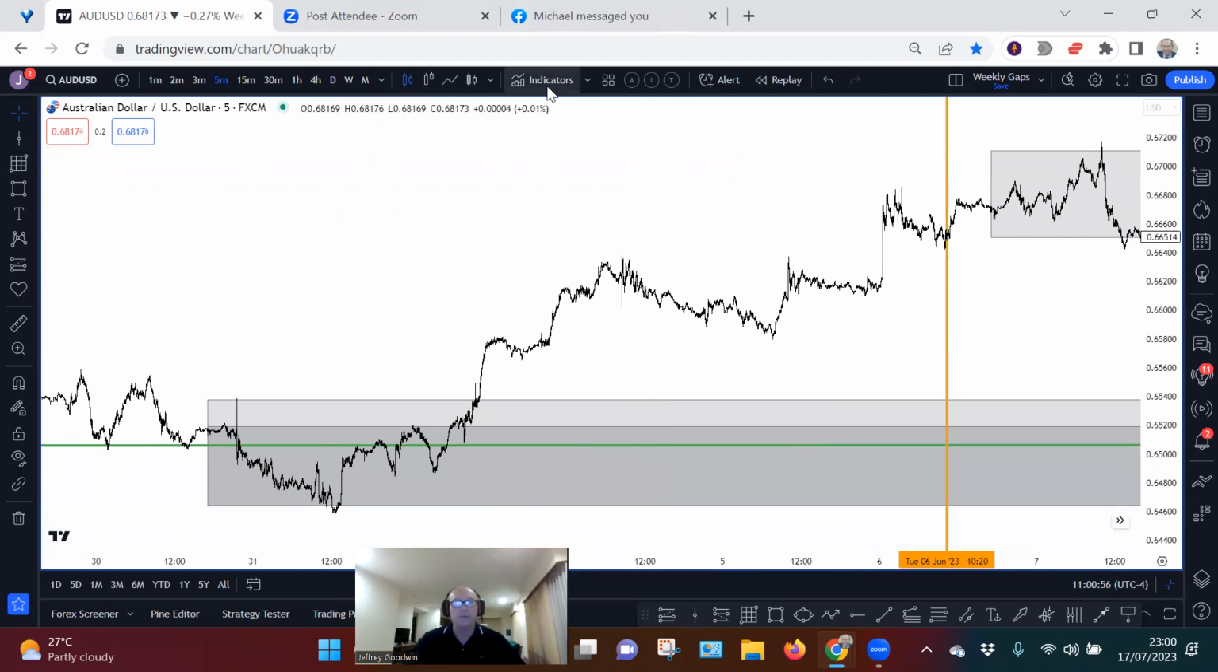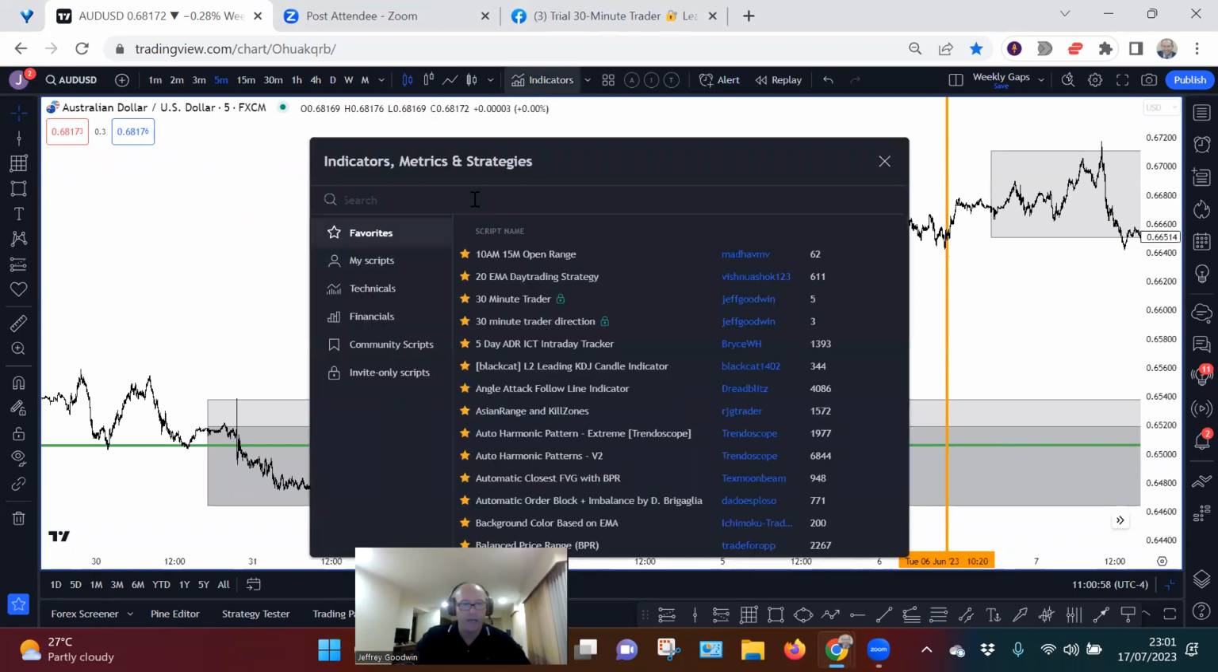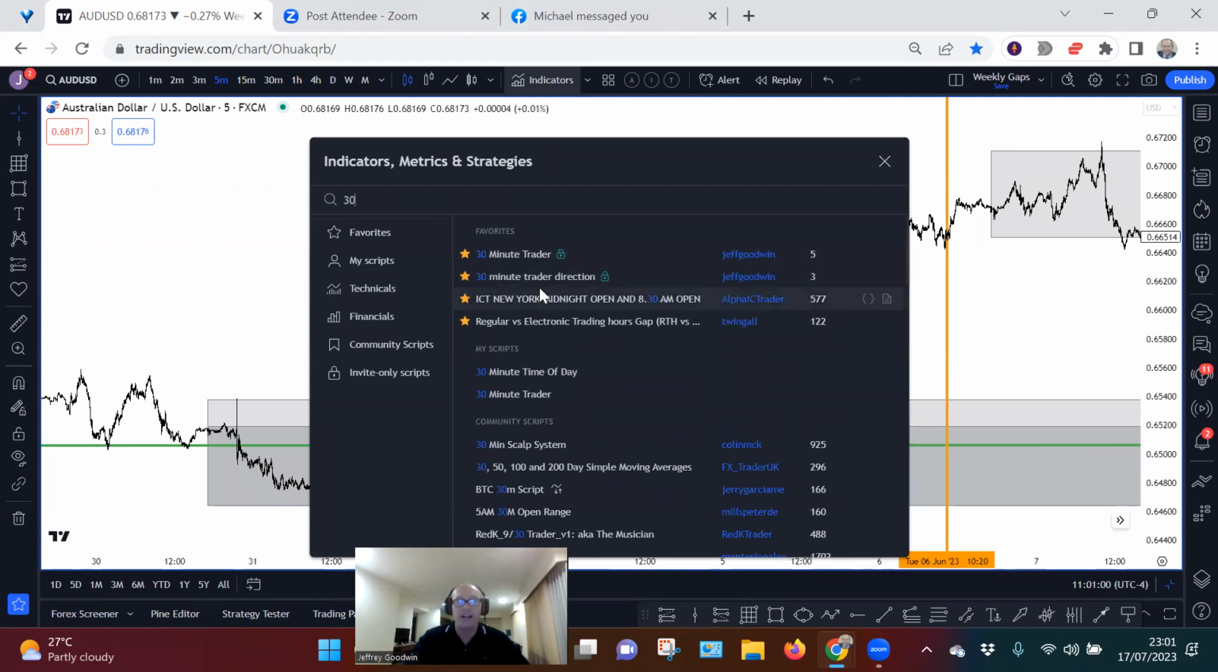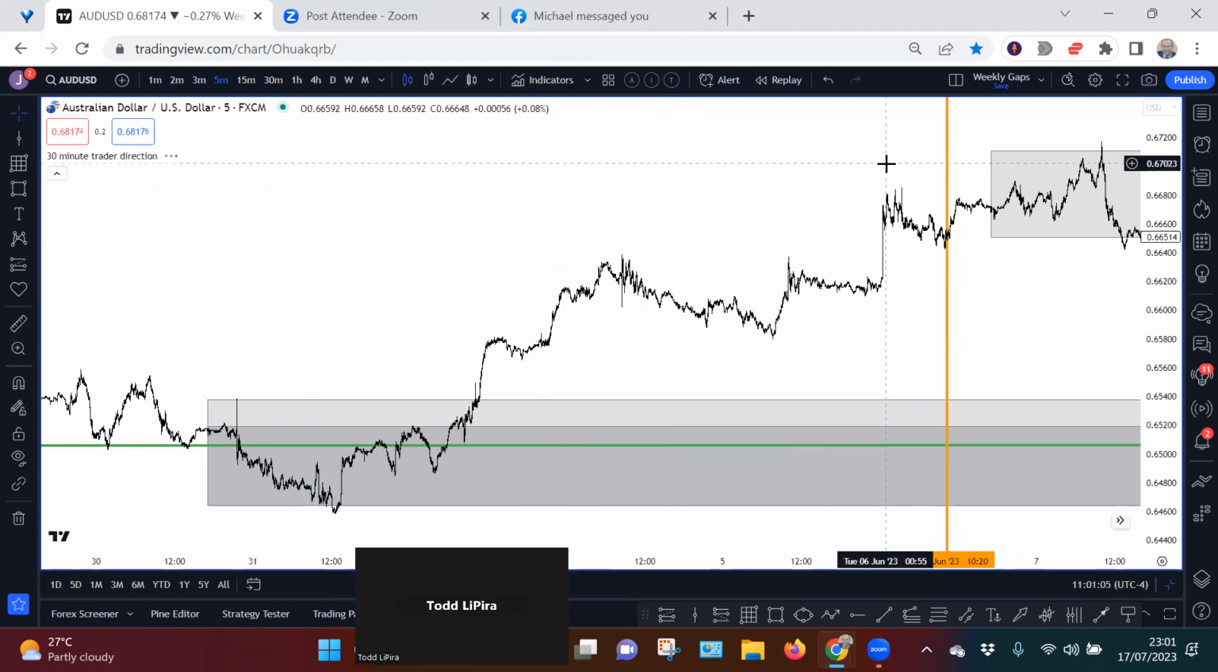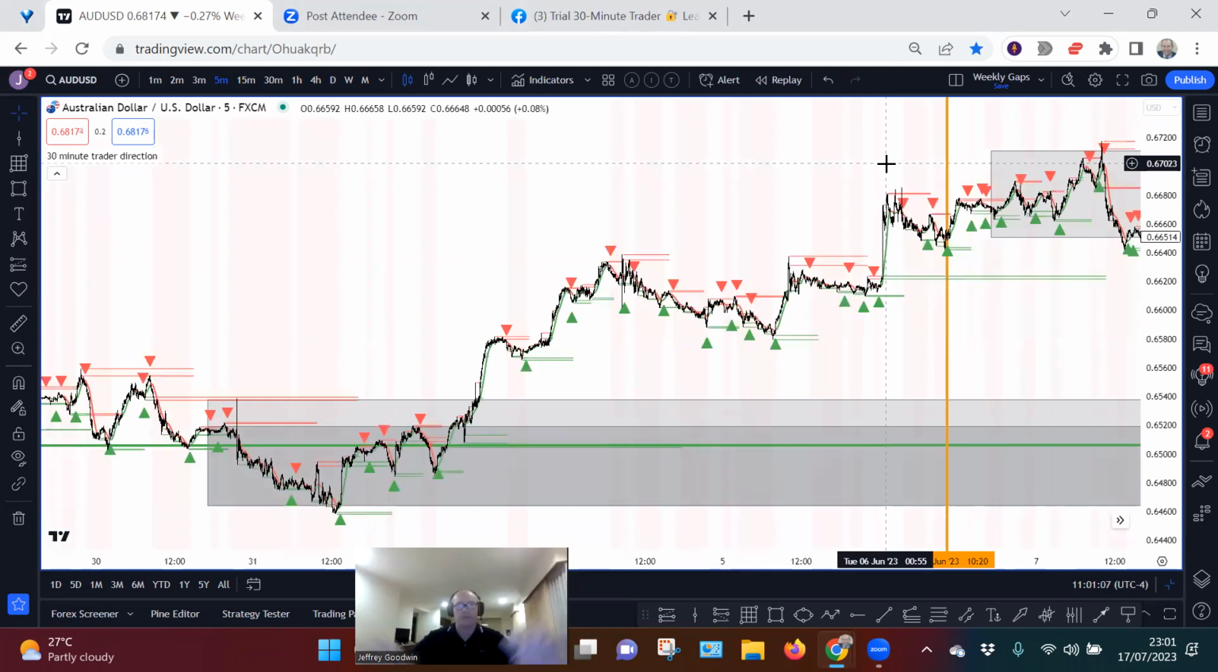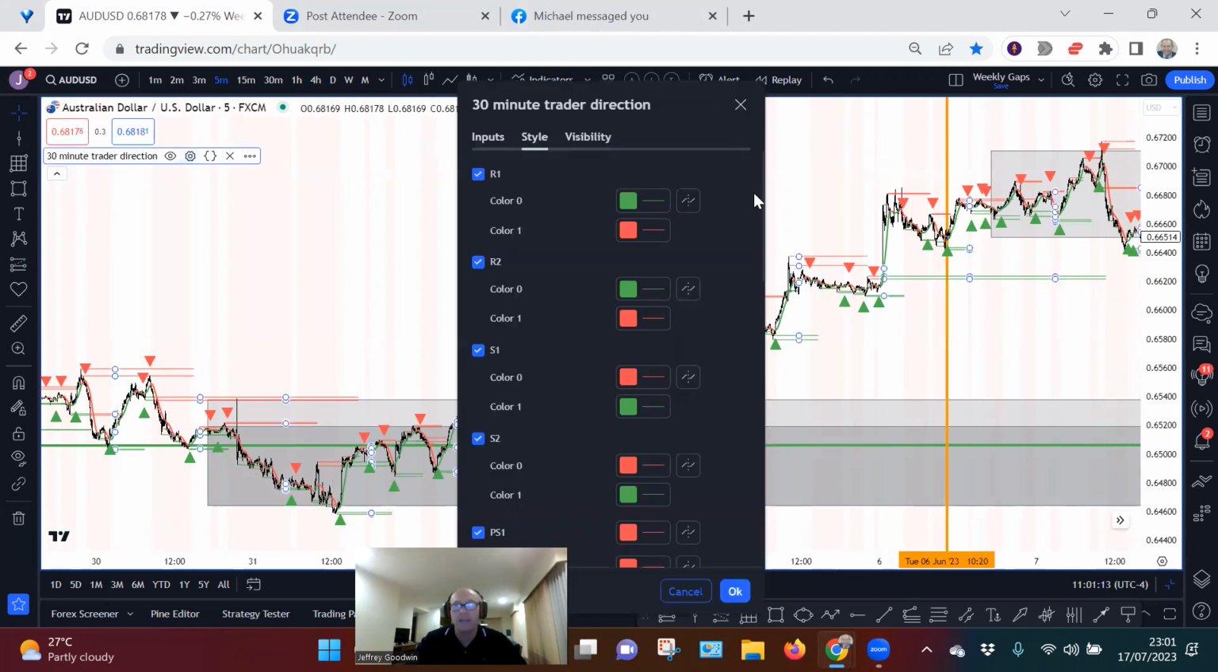The first thing I'll do is I'll go up here and put on an indicator which I created called 30-minute trader direction. There's a whole bunch of different things you can do with this. So I'm going to try and make it a bit stronger for you. I'm going to change the background colors to make it a bit more colorful.